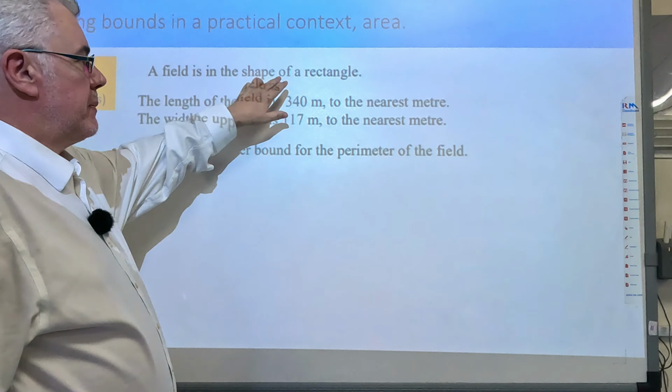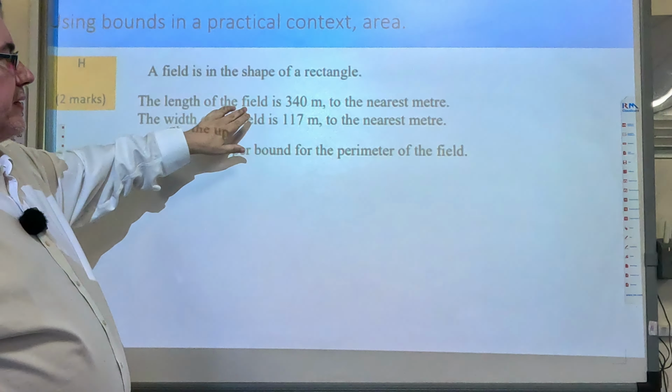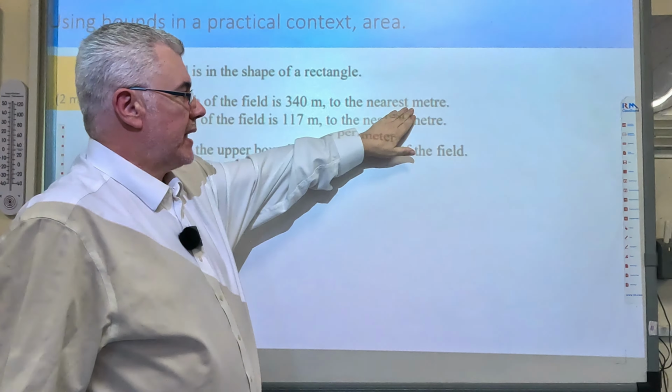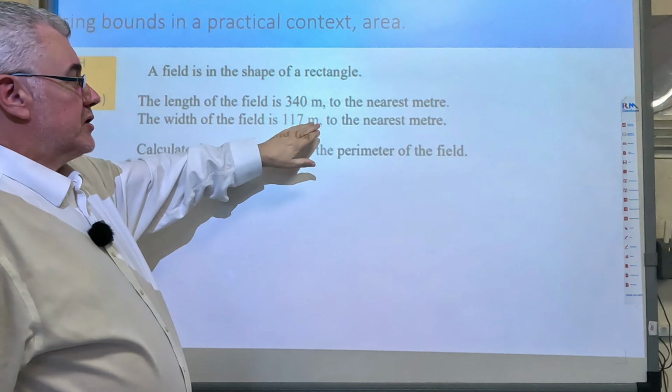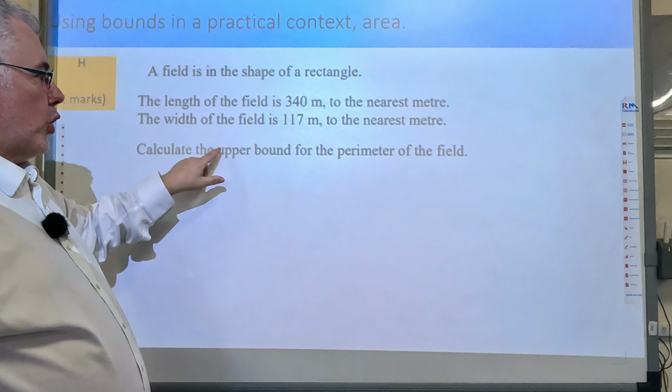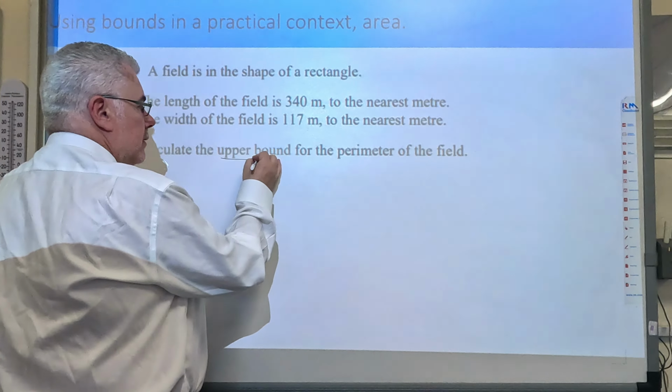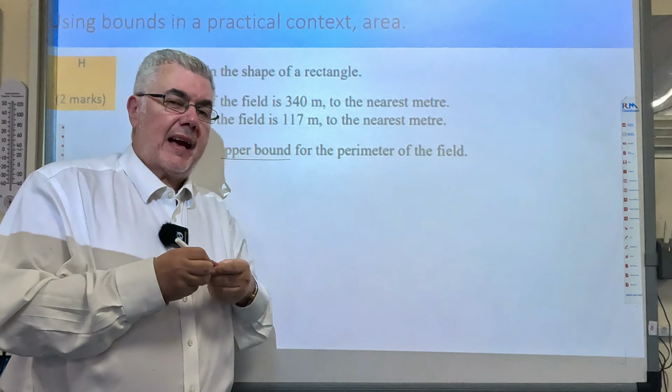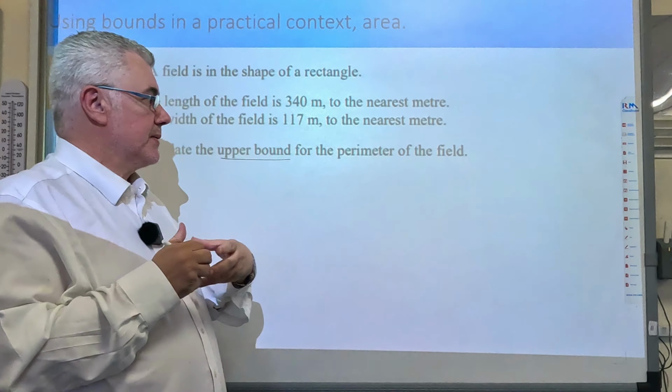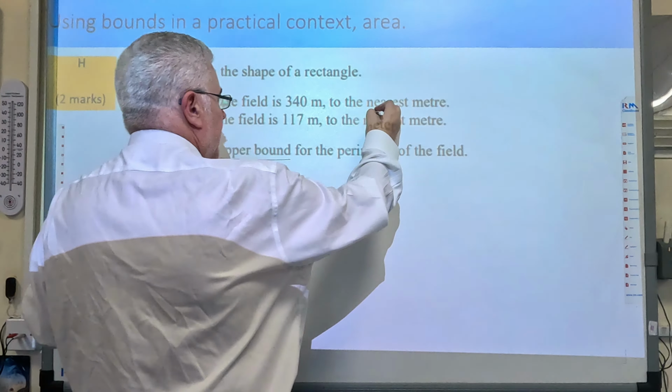A field is in the shape of a rectangle. The length of the field is 340 metres to the nearest metre. The width of the field is 170 metres to the nearest metre. Calculate the upper bound. They want the upper bound. That's the boundary that we can get very close to, but we're not going to surpass. These have been rounded to the nearest metre.